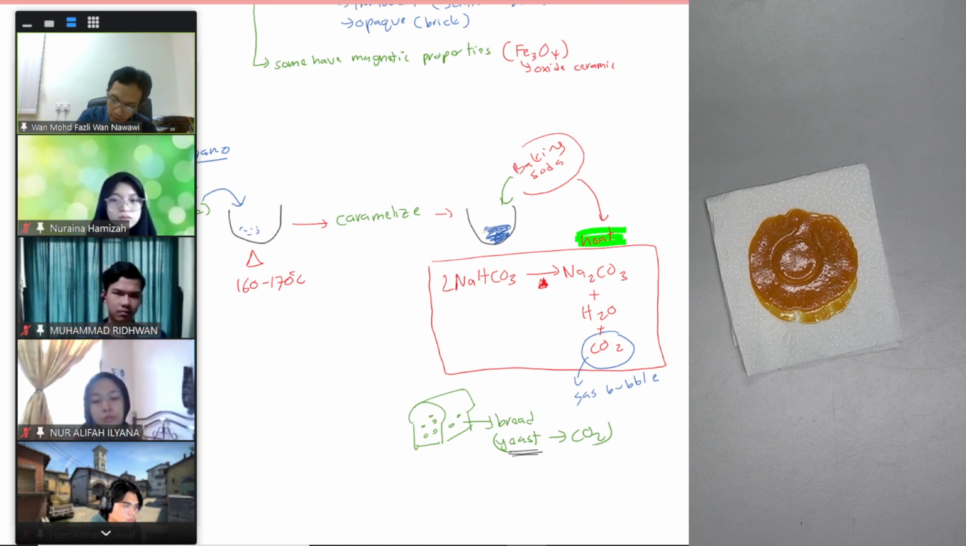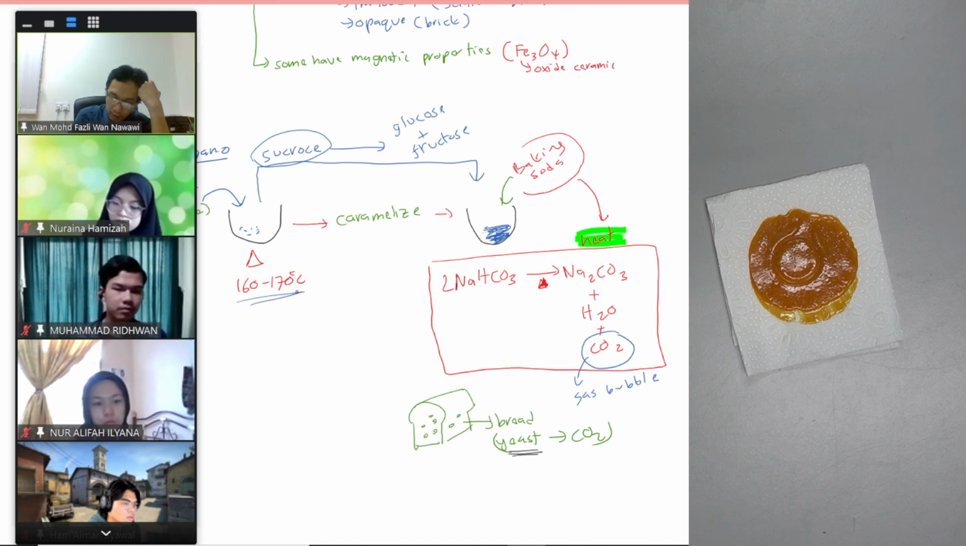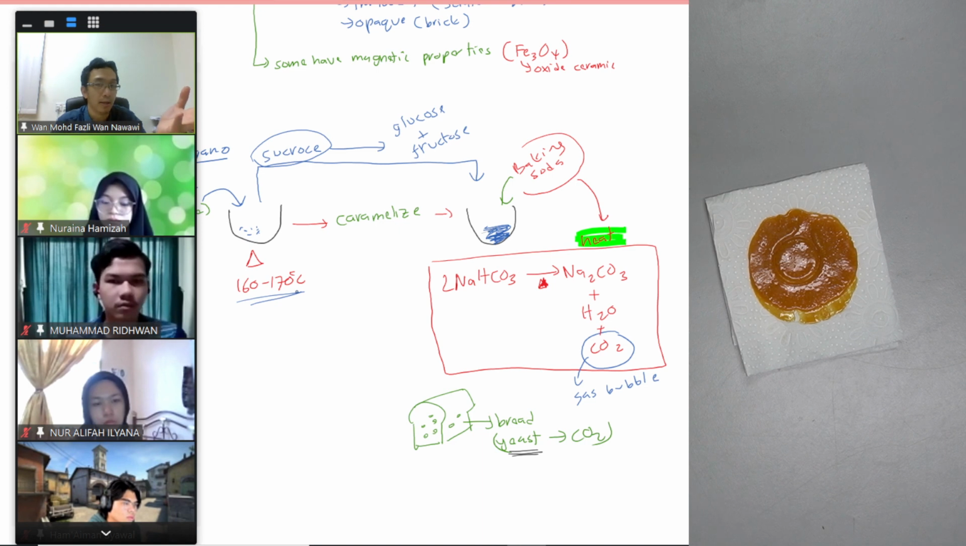So before we go further, this is basically sucrose. It breaks down into glucose and fructose. Sucrose is not just one molecule, it's two molecules combined together, a disaccharide. When you heat it, it will decompose into glucose and fructose. Sucrose decomposes at 160 to 170. Some sugars need a lower temperature to break down.